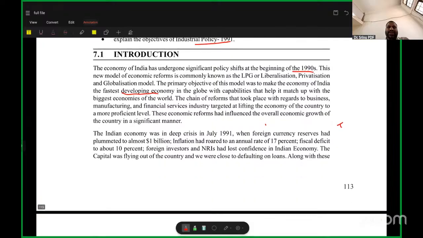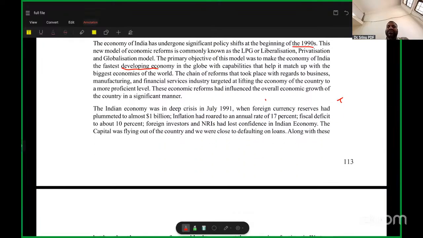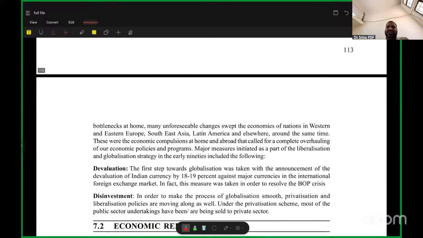The Indian economy was in deep crisis in July 1991 when the foreign currency reserves had plummeted to almost 1 billion. The annual inflation rate was 17%. The fiscal deficit was about 10%. Foreign investors and NRIs lost confidence in the Indian economy. Capital was flying out of the country, and we were very close to defaulting. To avoid this situation, they took one decision: liberalization, privatization, and globalization.